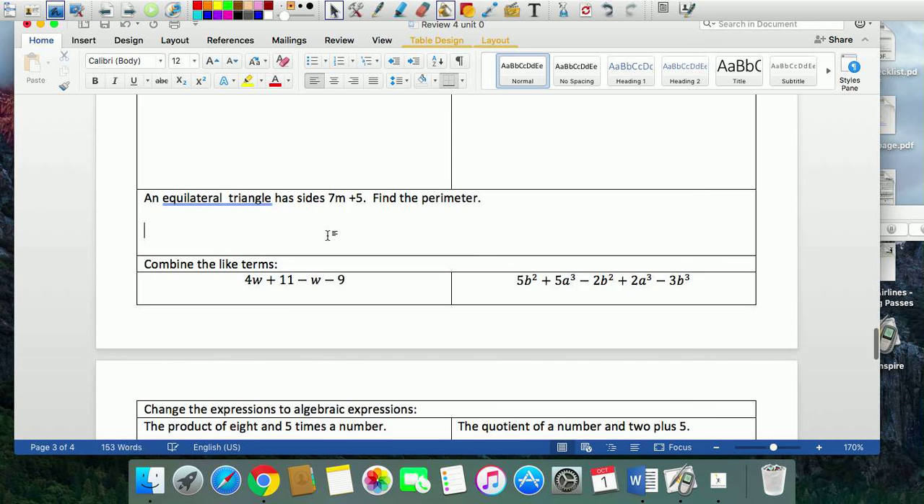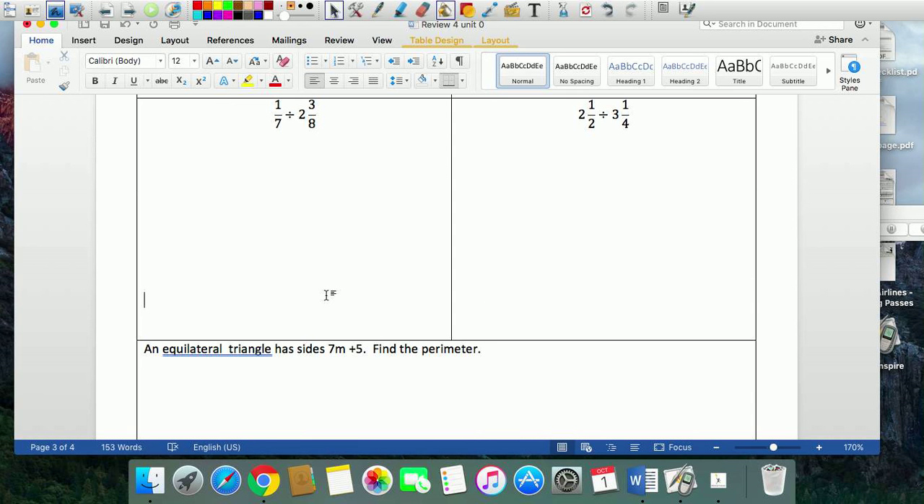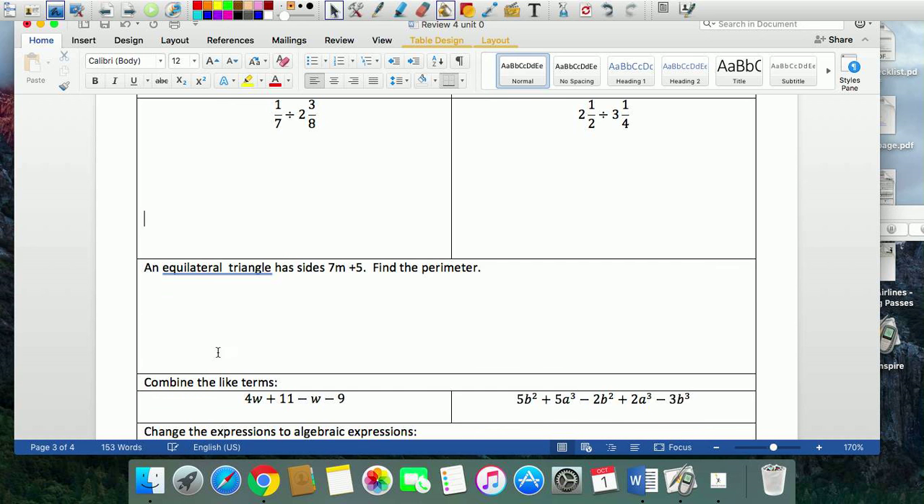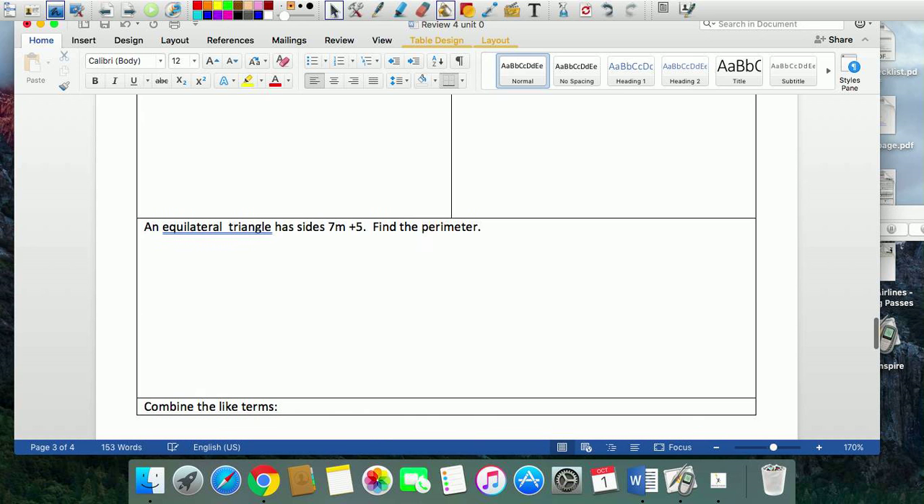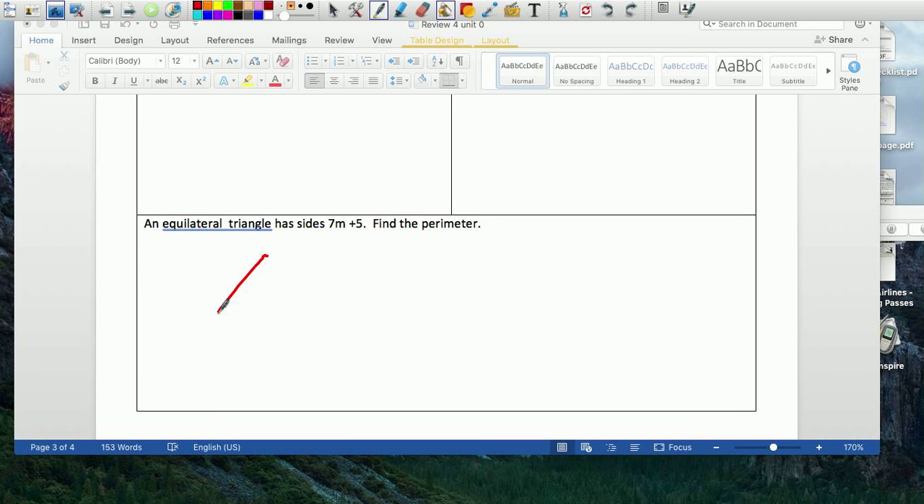Next one, it's an equilateral triangle. So hopefully you remember what equilateral means. Equilateral means a triangle where all the sides are congruent. They have the same measurement. So here's sort of an equilateral triangle. Right? They all look the same.